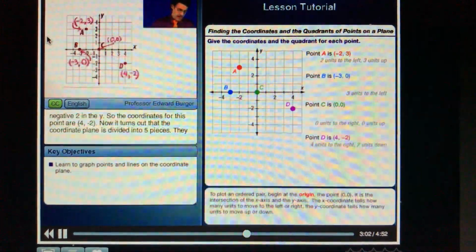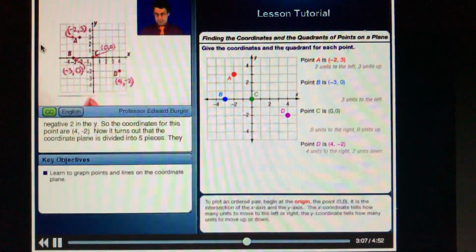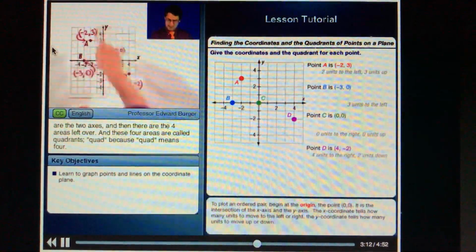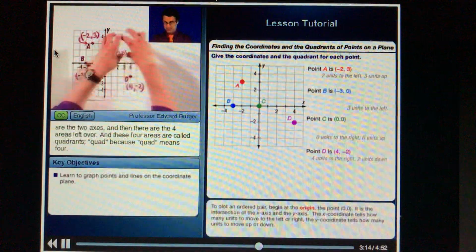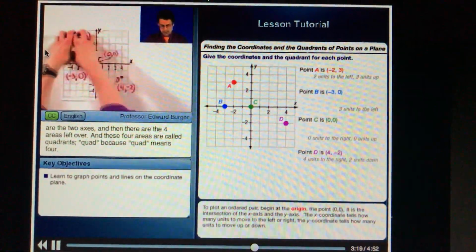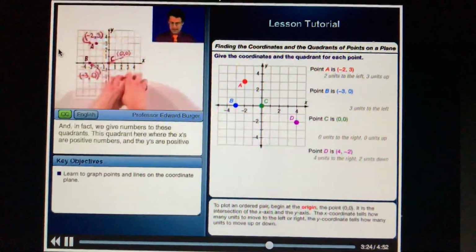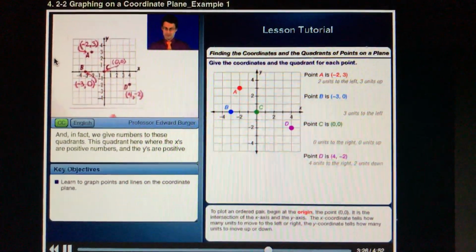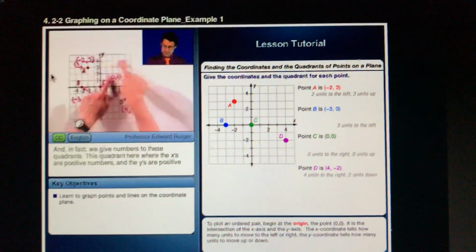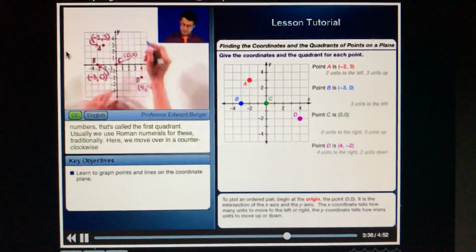Now it turns out that the coordinate plane is divided up into 5 pieces. There are the 2 axes, that's like one piece, and then there's the 4 areas left over. And these 4 areas are actually called quadrants, quad, because quad means 4. And in fact, we actually give numbers to these quadrants. This quadrant here, where the x's are positive numbers and the y's are positive numbers, that's called the first quadrant. And usually we use Roman numerals for these, by the way, tradition.